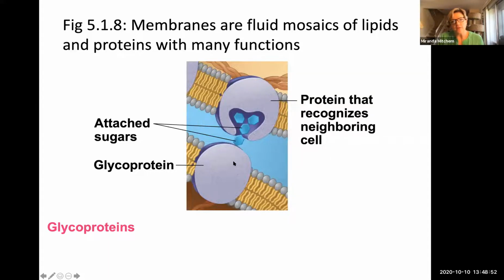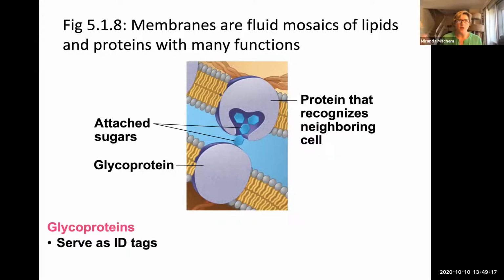I would like to emphasize that sometimes the glycoprotein and the protein receptor that binds it, it's not always just to the sugar group. Sometimes there's a binding to the protein as well. It just depends what specific case we're looking at. But these are direct connections from cell to cell.